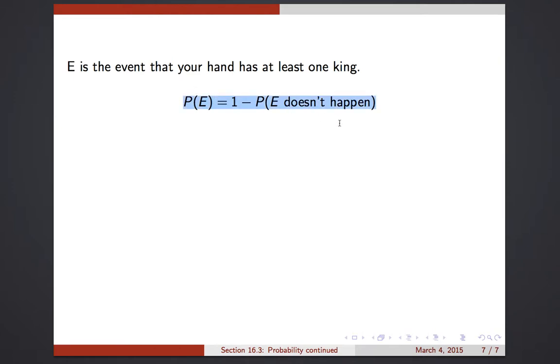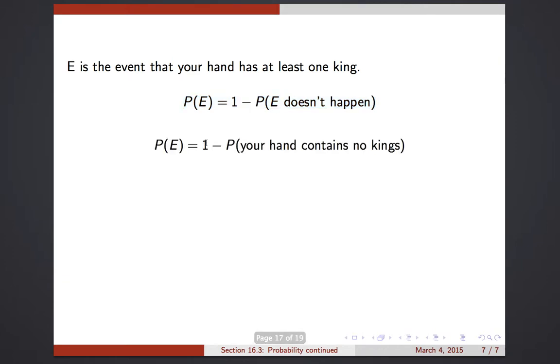Well, this is the complementary probability rule right here. So the probability that your hand has at least one king is 100% minus the probability your hand doesn't have at least one king. Well, what's that saying? That's saying the probability that you have at least one king is 1 minus the probability your hand has no kings. So the opposite of having at least one king is having 0 kings. You have no kings inside your hand. So what we're going to do now is compute this probability, and once we know this probability, we just do 1 minus and we will get the probability that we are interested in.